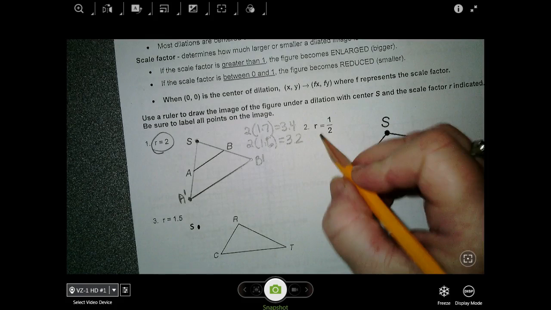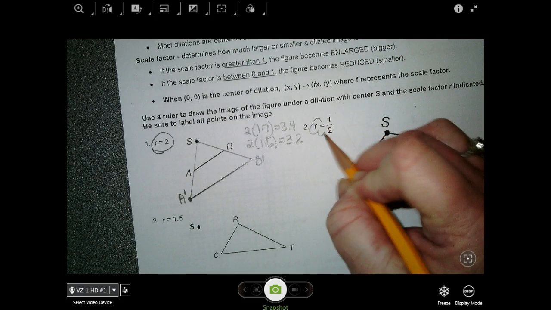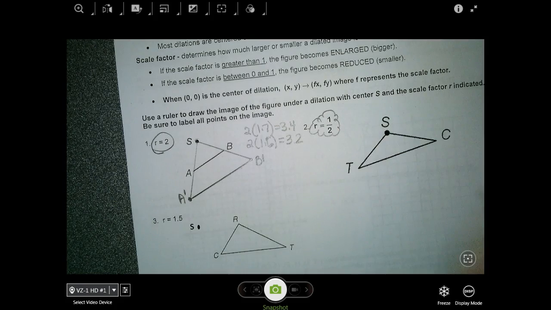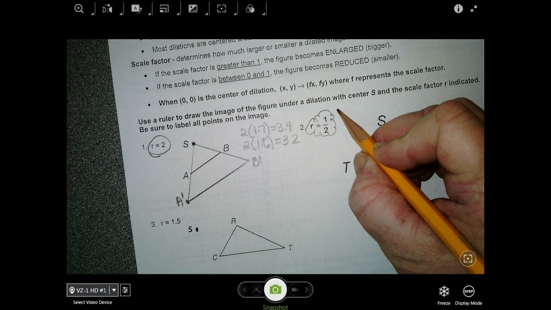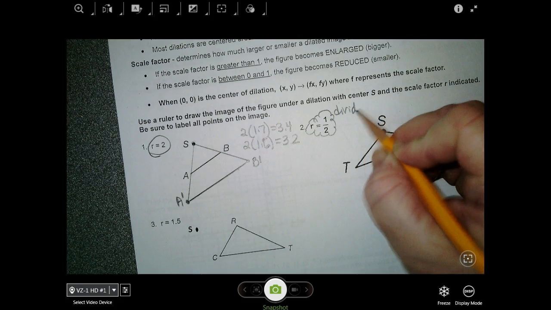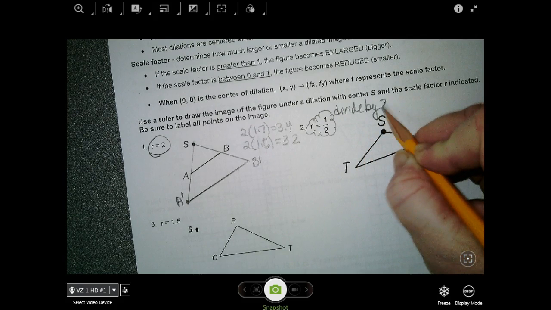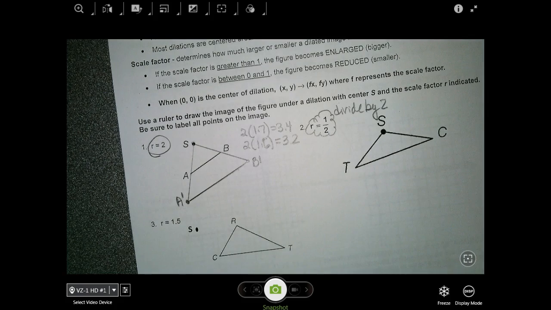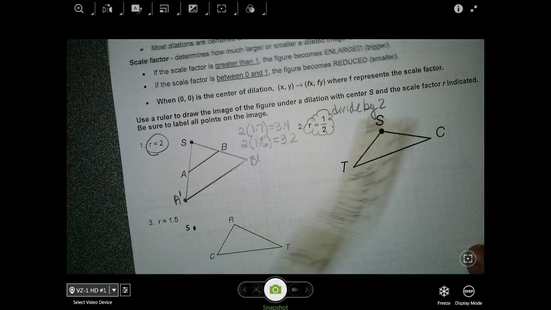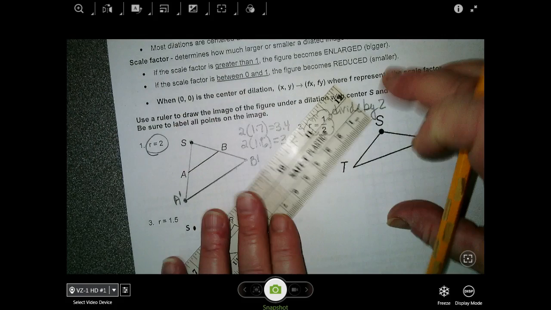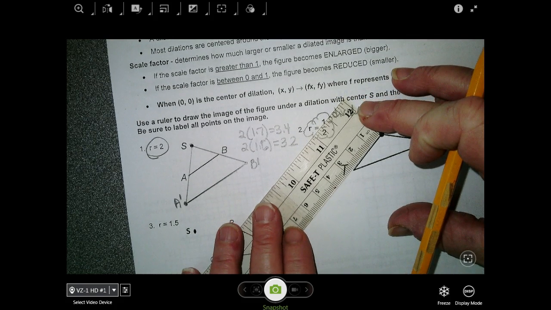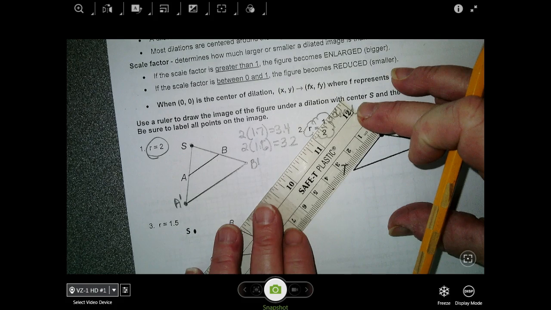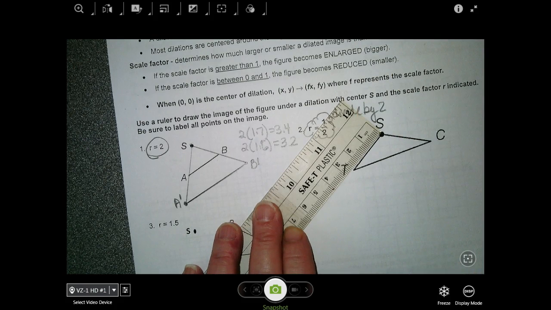So number 2, it says the R is 1/2. That's going to mean we're going to take our measurements and divide by 2. That would be the easiest way, or multiply by 1/2. So we're just going to go from, again, 0 on our S, whatever your center of dilation is. In this case, it said to dilate with a center of S.